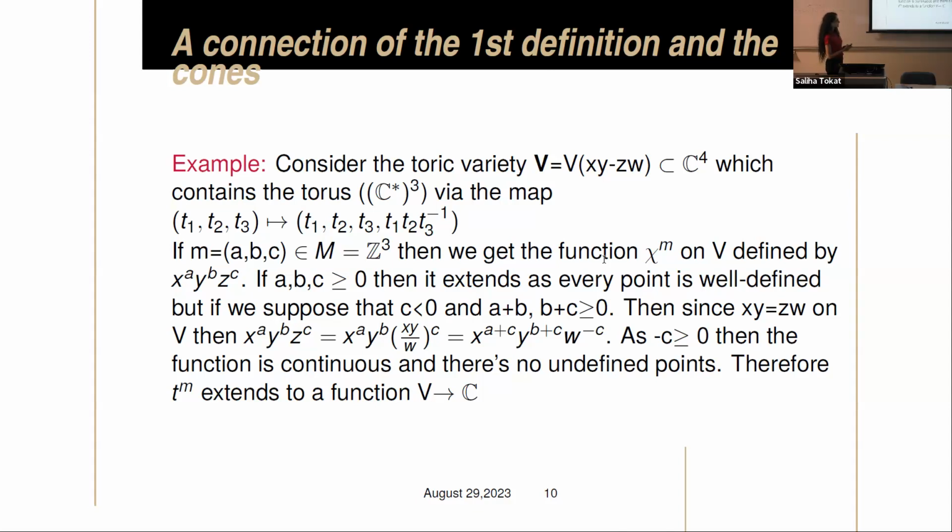But if we have that C is negative and A plus B and B plus C are positive, then we can see, as xy equals zw on V, then (x, y, x^a y^b, z^c) is equal to that one right here. And as minus C here is positive, and here is positive, and A plus B is also positive, then we have a well-defined function, continuous, and everything is good. So we get an extension from B.